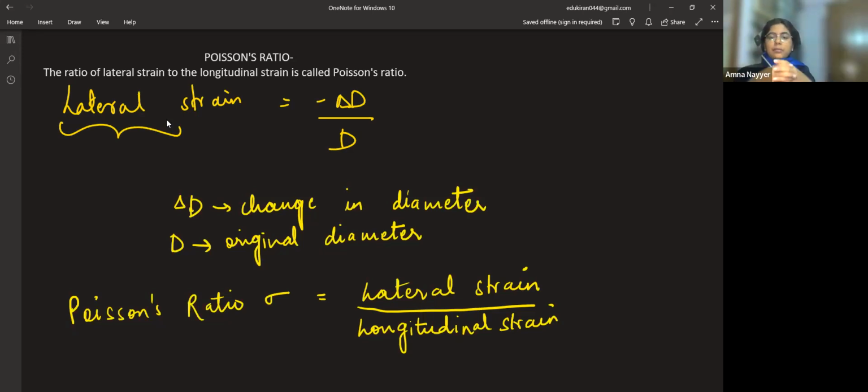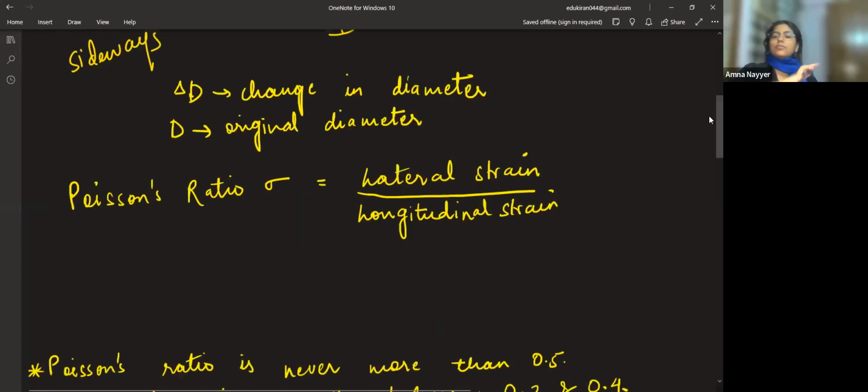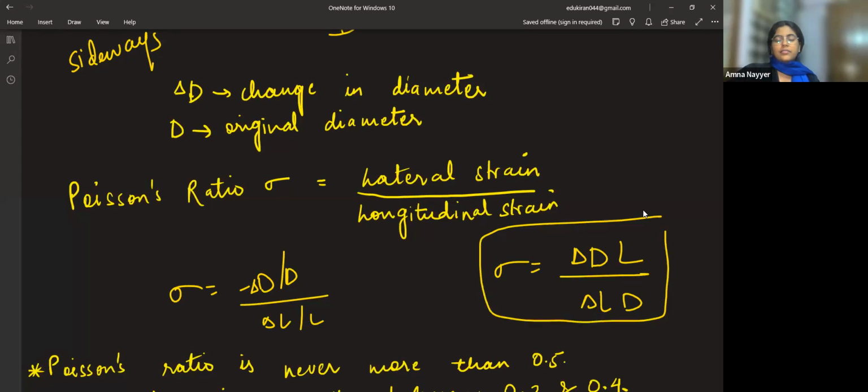The lateral strain means sideways, like this. So Poisson's ratio is basically this lateral strain by the longitudinal strain, okay? So lateral strain's formula is this, longitudinal is this. So Poisson's ratio will be minus delta D by D divided by delta L by L. So this will be delta D into L divided by delta L into D. This is the formula. Okay.